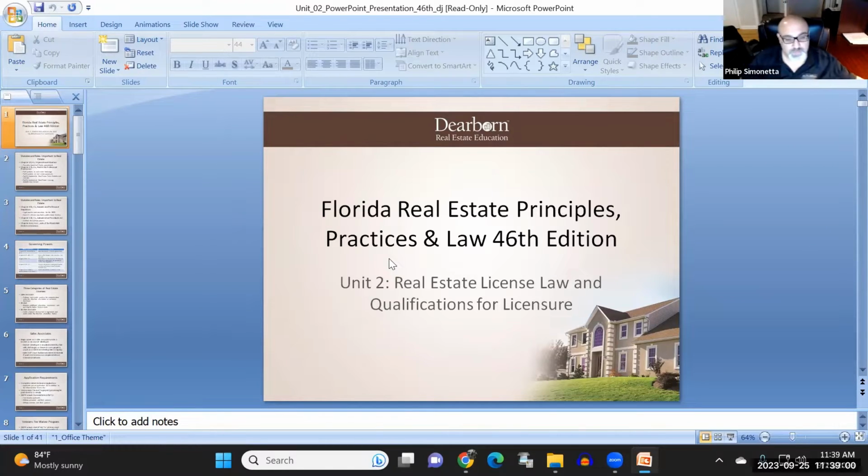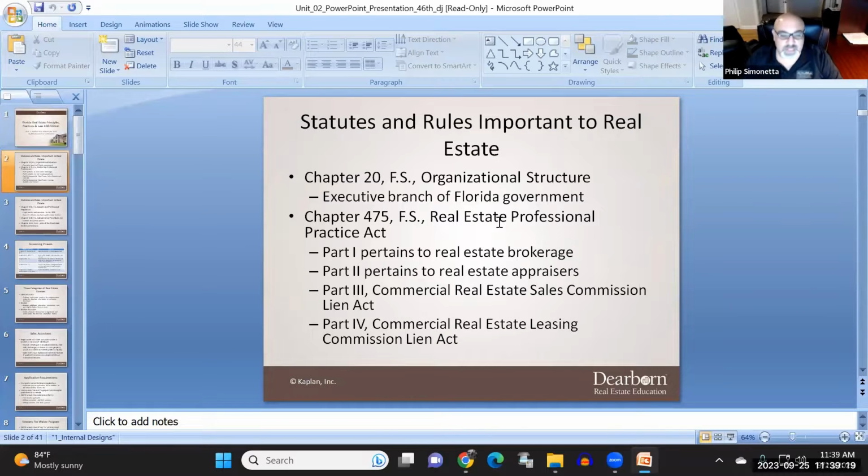So section 2 is real estate license law and what the qualifications are for licensure, which you guys already passed because you're both approved, ready to take your test already. So you need to know the Florida statutes and what regulates the law in Florida. There are statutes and rules that are important to real estate. They basically shape what's legal and illegal with real estate.